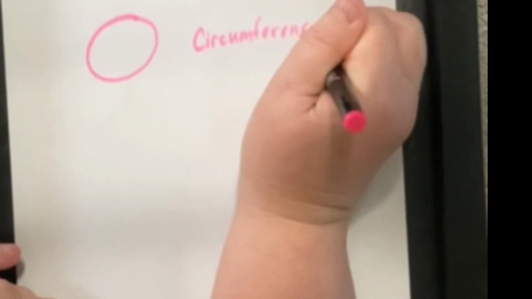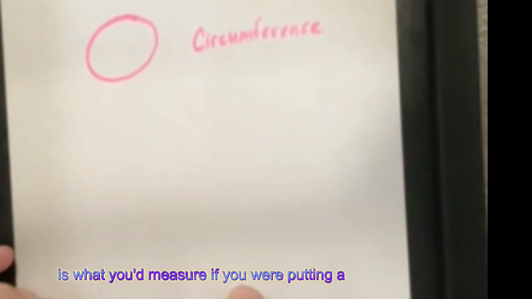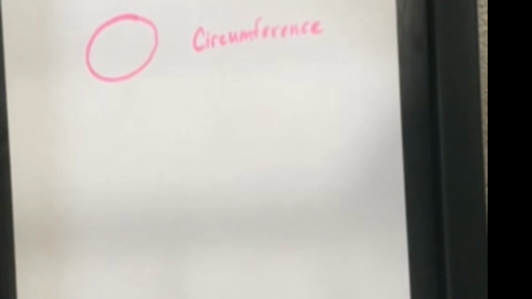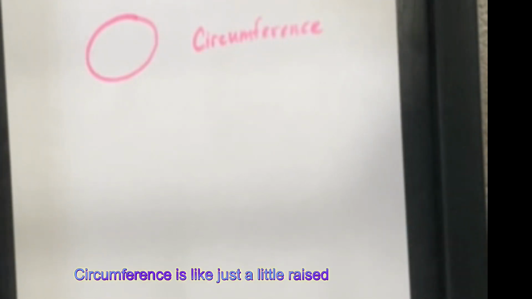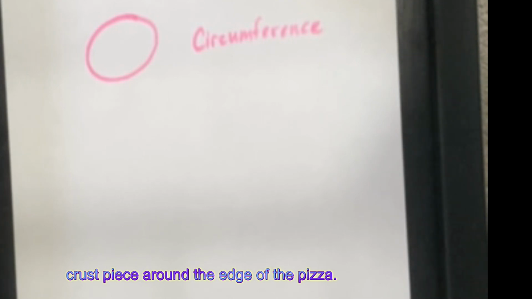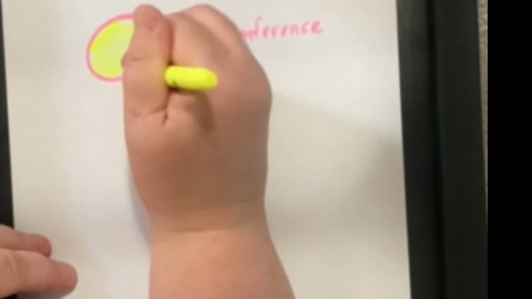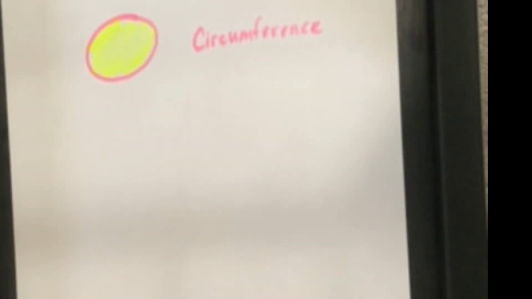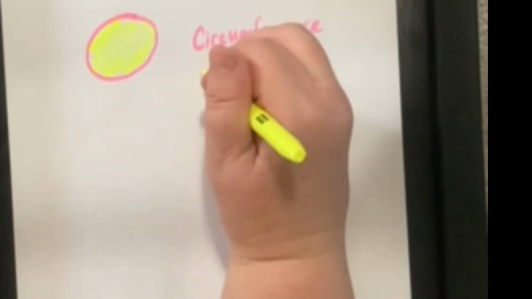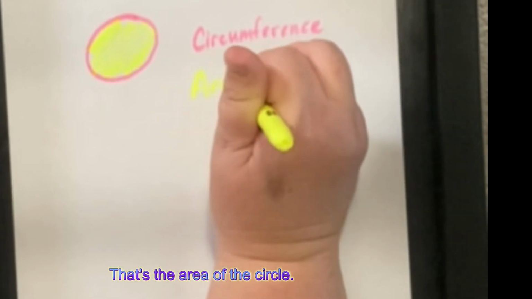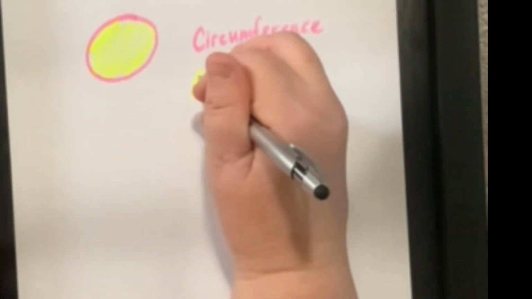Circumference is what you measured if you were putting a fence around a circular yard. It's like the little raised crust piece around the edge of the pizza. What do you suppose we call the inside part, like the cheese on the pizza, or the grass in a circular yard? That's the area of the circle.